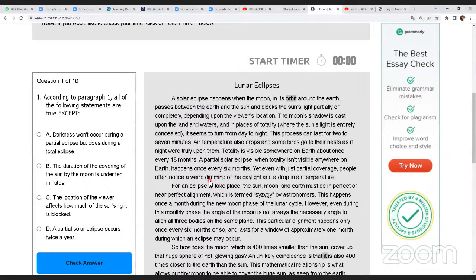Dimming, okay, dimming. Atenuación, right? That's the meaning of it.